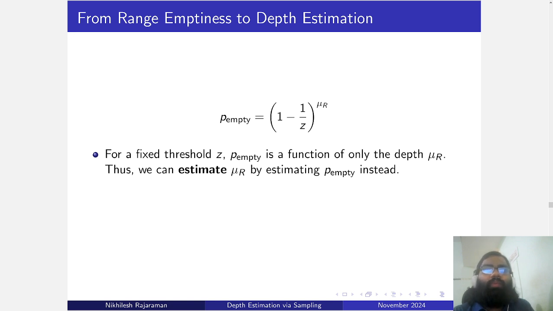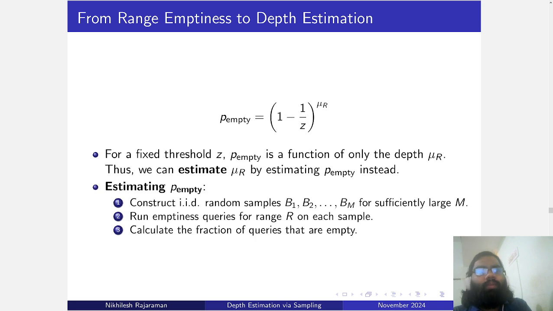So if we can get an estimate of this P empty, we can convert that into an estimate of this depth itself. So essentially, that's going to be our game plan. We're going to estimate P empty, and then using this functional relationship, use that to estimate the depth. So let's just flesh out the details.